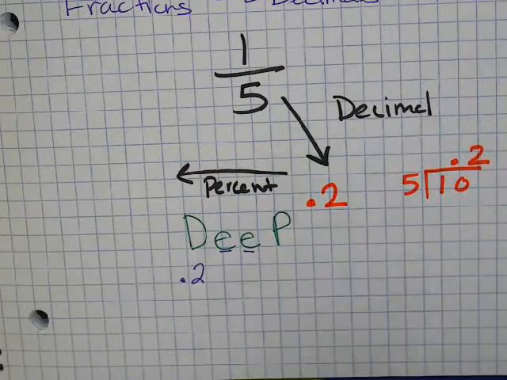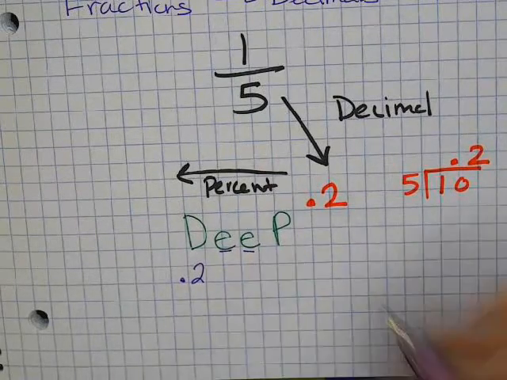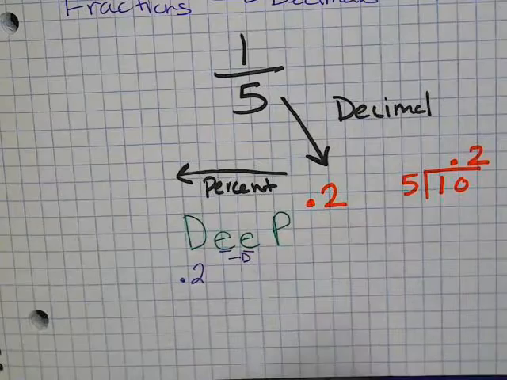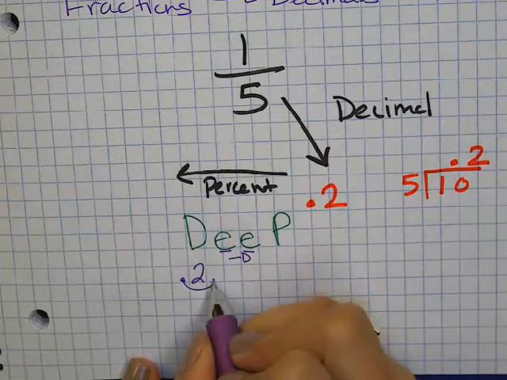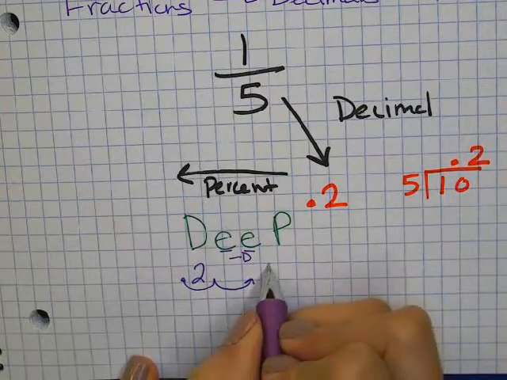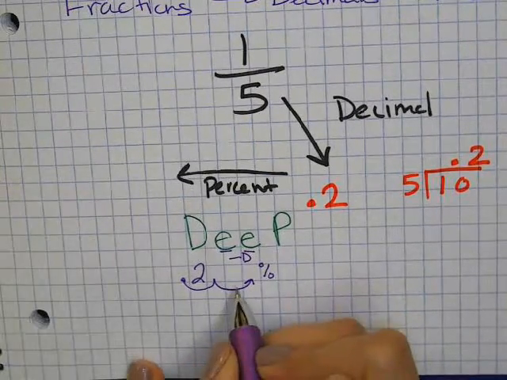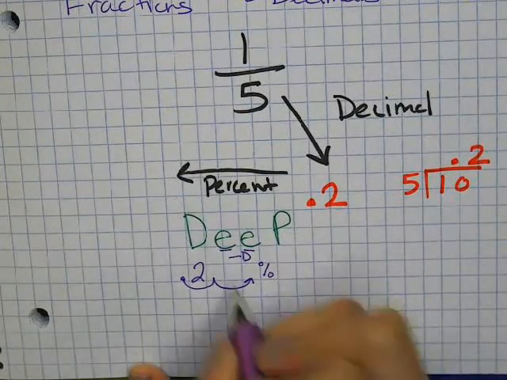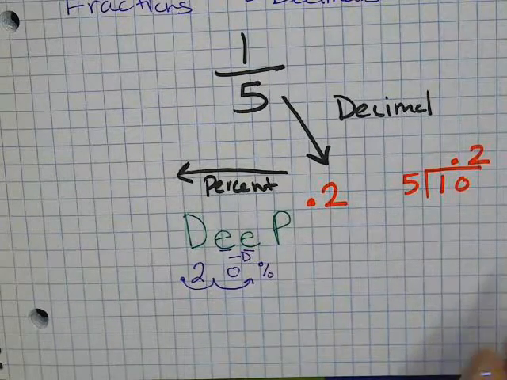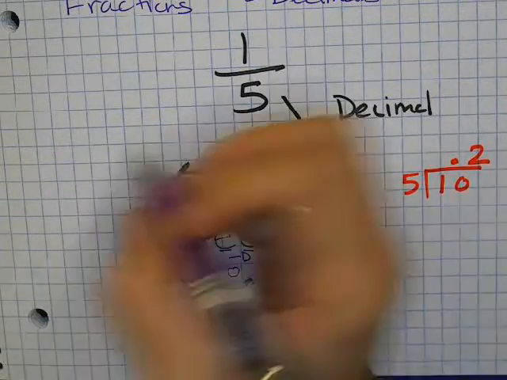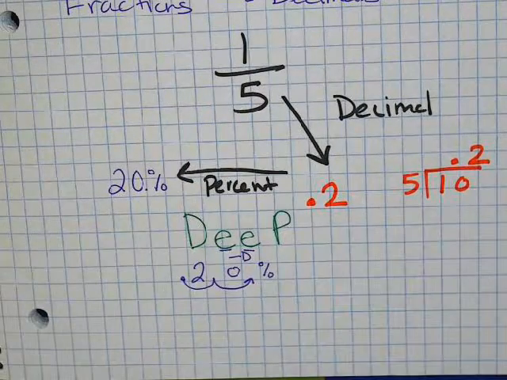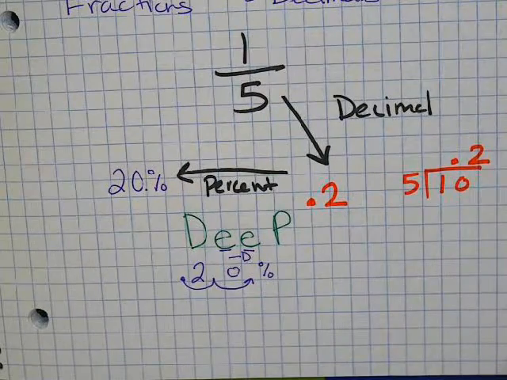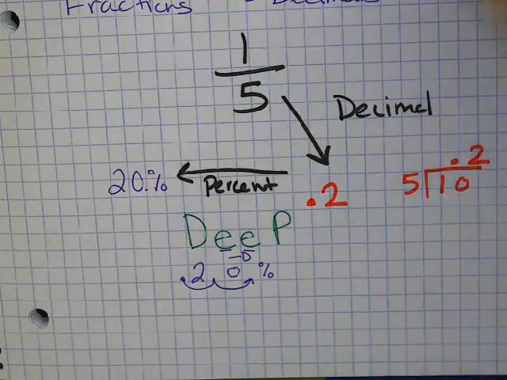So I'm going to move it twice. Now, I want it to be a percent, so I'm going to move it this way. How many times do I move it? Twice. 1 and 2. That gives me my percent. What goes in the empty space? A 0. So what is the percent of 0.2? 20%. It's very easy.